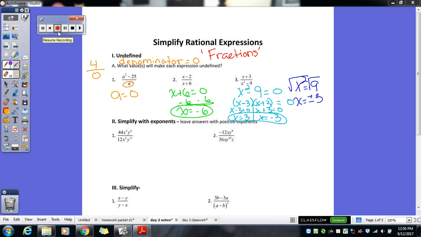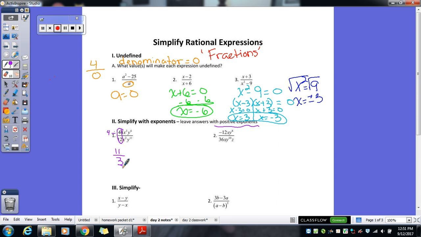Okay, next one, simplifying with exponents. And the other thing you have to remember, they're not always going to tell you, but you have to have positive exponents only. So if you've got a negative exponent in there, you need to fix it and make it a positive exponent. So this is very similar to what we were doing. Over here looking at number 1, we've got to find what is the largest number that's going to go into 44 and 12. 4. So we're going to divide them both by 4. That's going to give me 11 over 3.